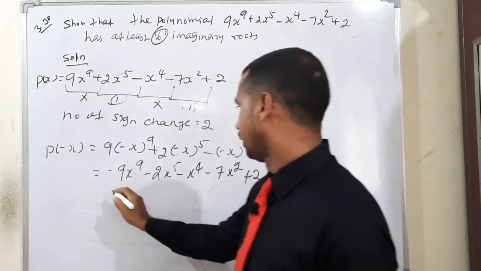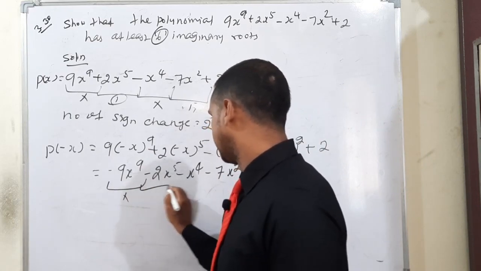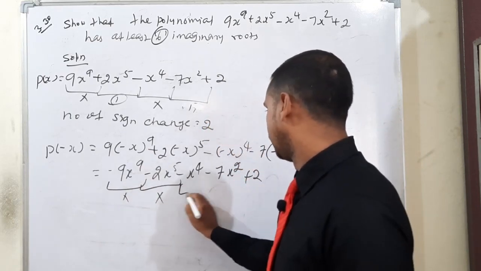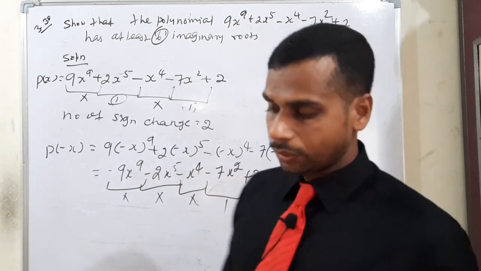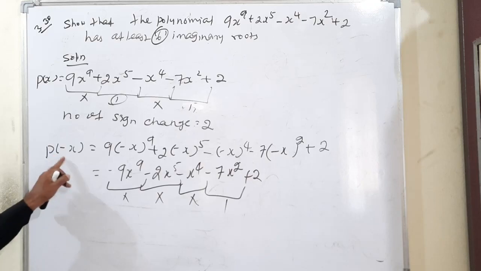Now we can check it. Negative to negative, no sign change. Negative to negative, no sign change. Negative to negative, no sign change. Negative to positive, only one sign change. Therefore, we can write the number of sign changes in negative real roots.